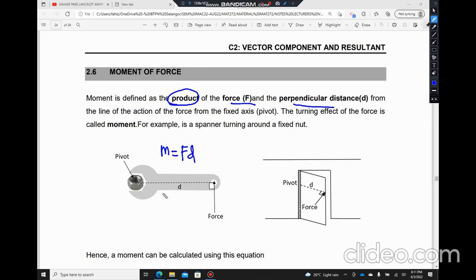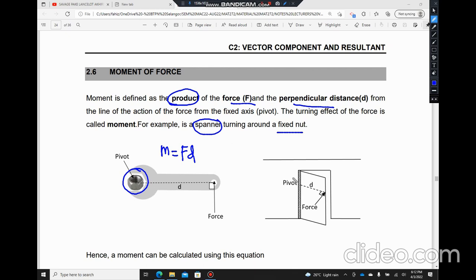Okay, from this diagram, contohnya kita ambil contoh yang paling mudah adalah spanner turning. Kalau ada kat sini kita nak buka nut, fixed nut. So kita ada force dekat sini and then kita ada perpendicular distance. So this one we call here is a pivot. The action of the force from the fixed axis or pivot.